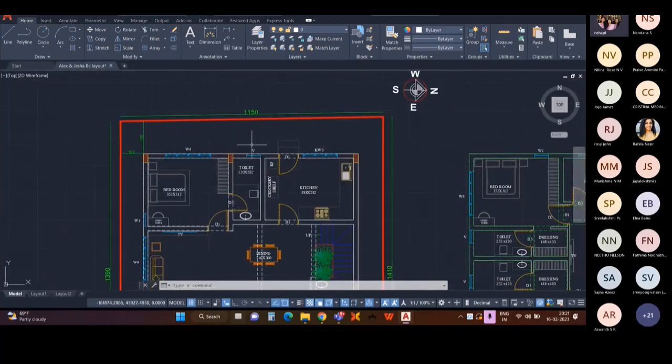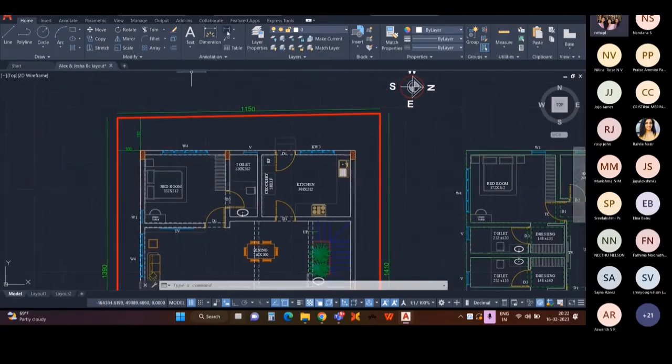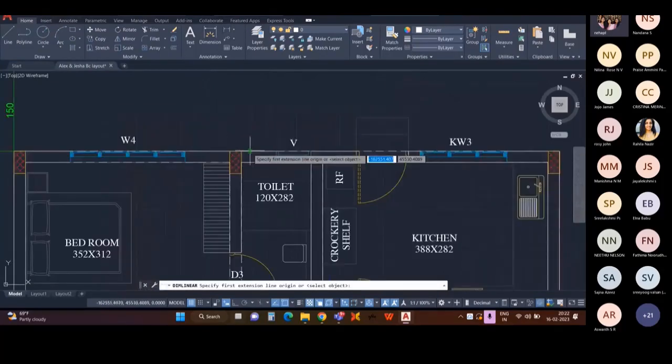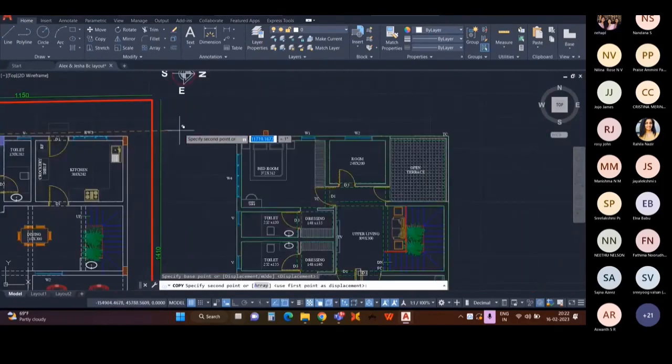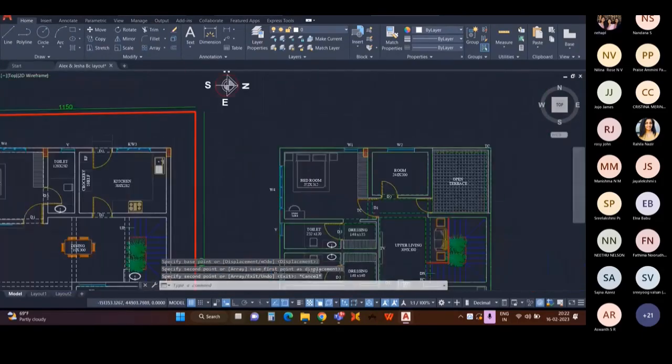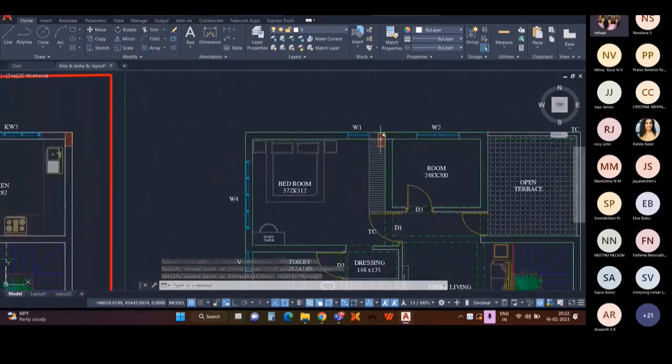So we have placed a column in the ground floor, which is okay. But we need to look at the architectural drawing of the first floor too in order to finalize the position. For that, we will be copying this column with the base point and pasting it to the first floor plan. So I have pasted that column at the right position in the first floor.